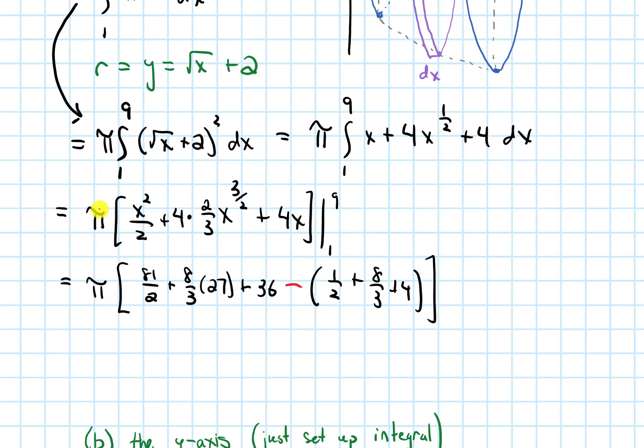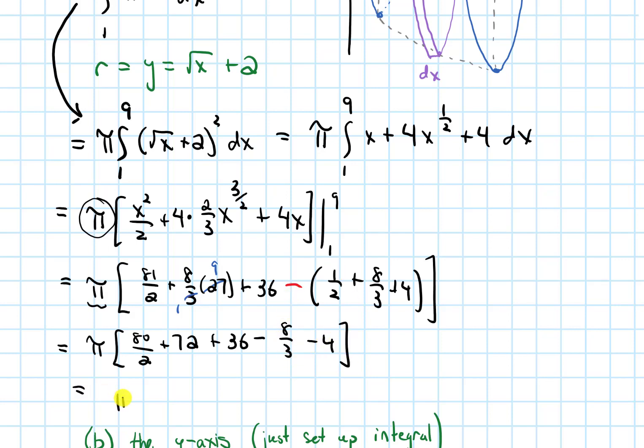Notice I could just keep pi outside of everything. It was factored out of everything here, so at the next step, I also just kept that pi factored out. All right, let's continue to simplify. This will give me pi times 81 over 2 minus 1/2, that is 80 over 2. Then 8/3 times 27 is going to become plus 72, because I could cancel these a little bit and be left with a 1 down there and a 9 up here. Then I get a plus 36. We're going to get minus 8/3, and we'll get minus 4.